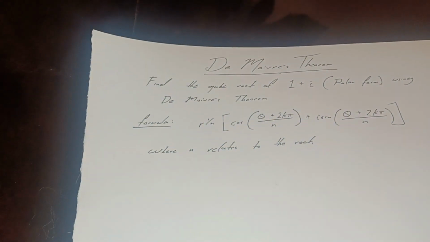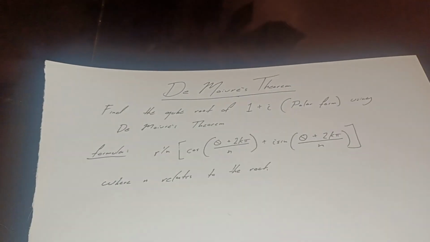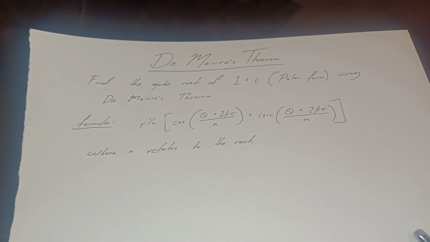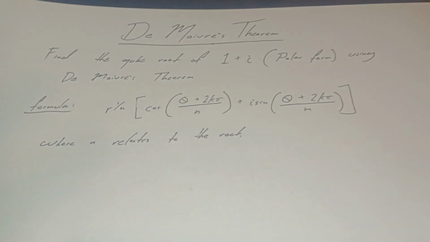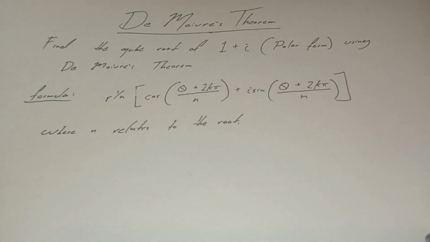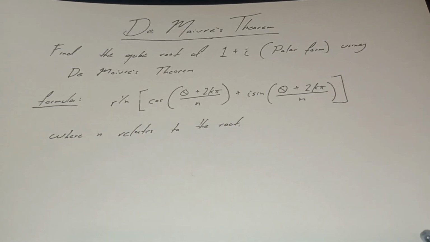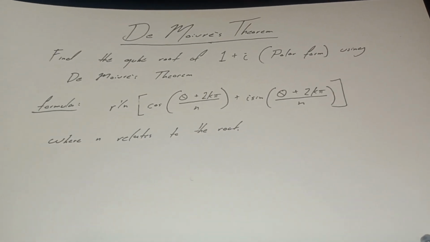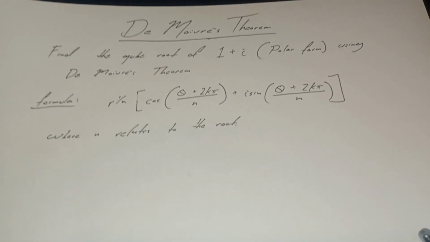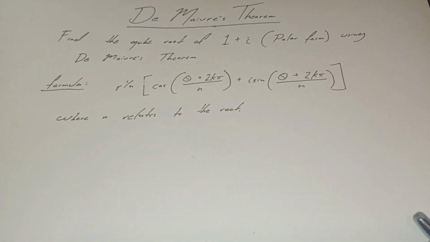Today we have De Moivre's theorem. Basically what they're asking us to do is find the cube root of 1 plus i in polar form using De Moivre's theorem. So as you can see, they already pretty much gave us the formula.